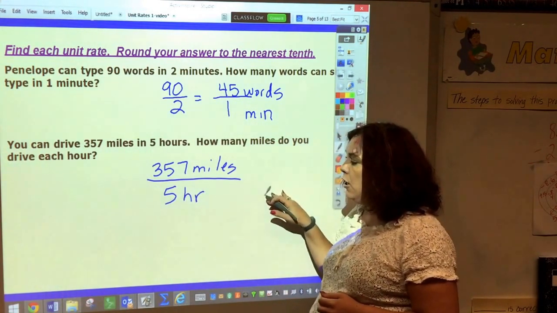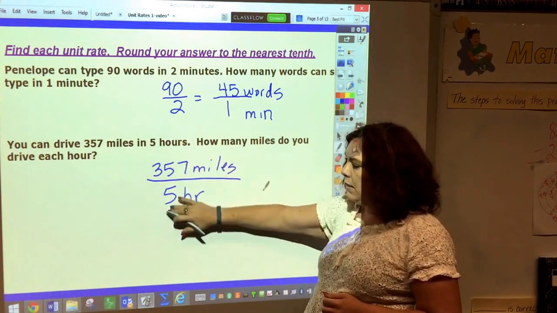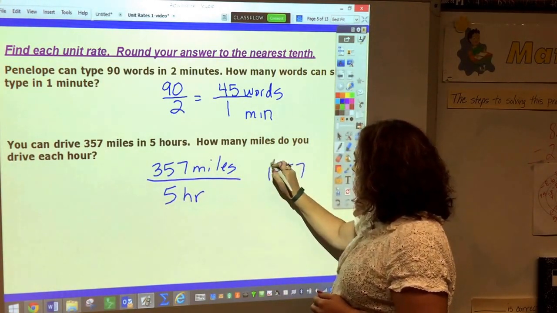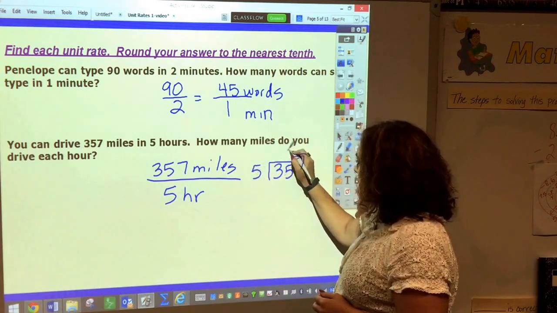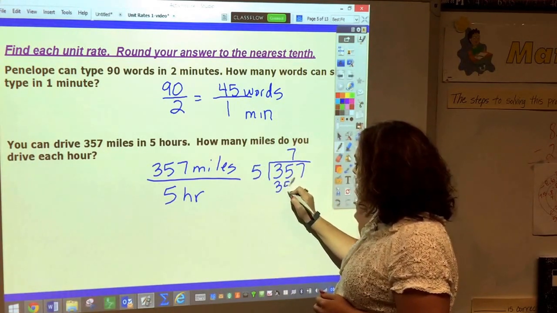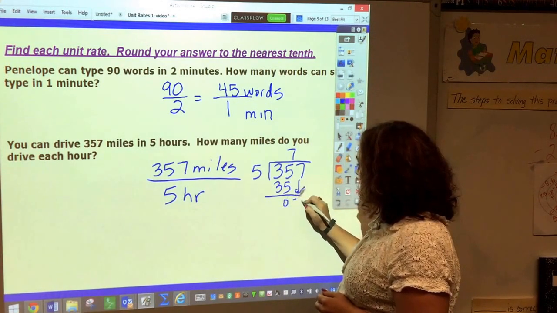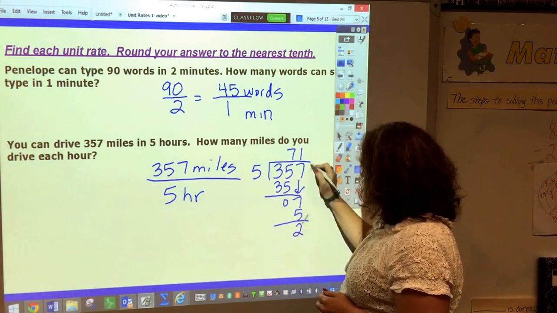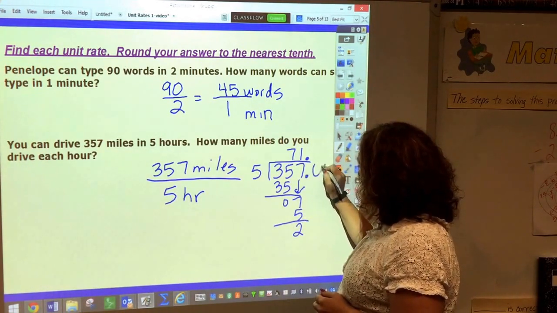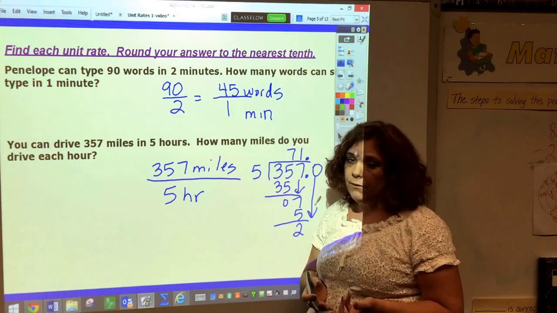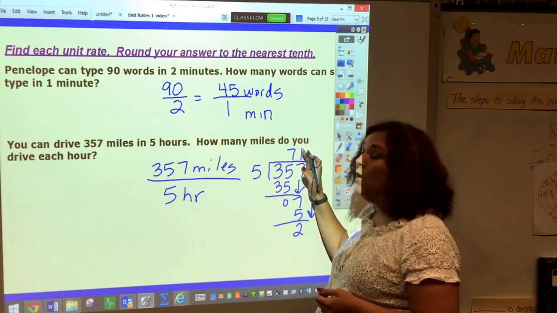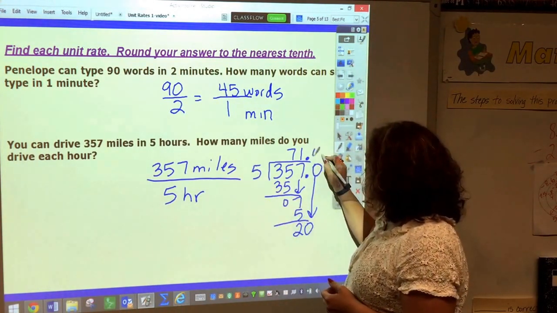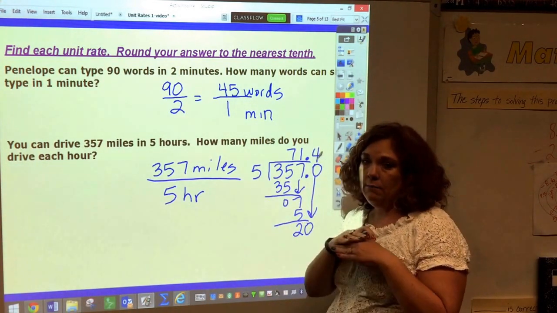So to get it to 1, we would divide by 5. So I would go 357 divided by 5, and 5 goes into 35 7 times, and that's 35. And bring down my 7, and 5 goes into 7 1 time, and what's happening? I have to keep going. Sometimes that's what you have to do in division. You're going to have to place your decimal and keep going beyond the decimal place. So 5 goes into 24 times. Now I've terminated. I'm done.